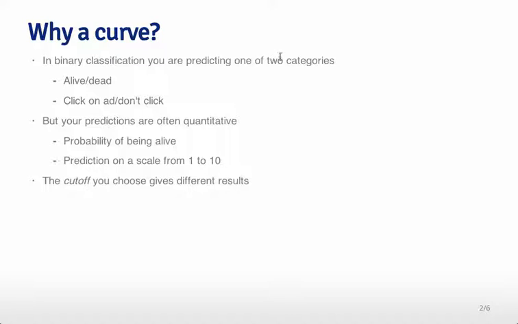But your predictions often come out to be quantitative. In other words, almost all the modeling algorithms that we have won't just assign you to one class or the other. They might give you a probability of being alive or a prediction on a scale from 1 to 10 about whether you'll click on the ad or not.